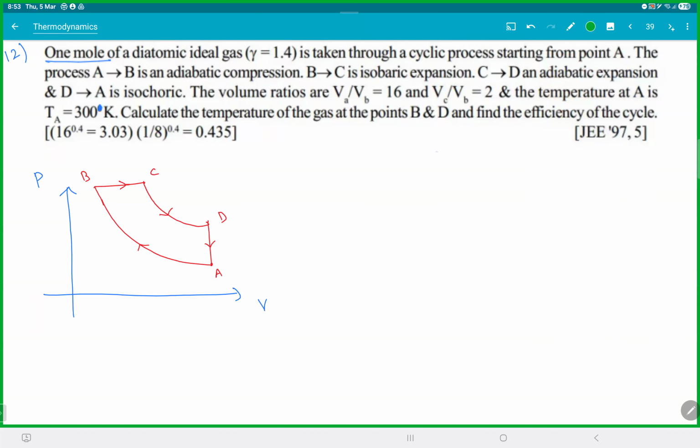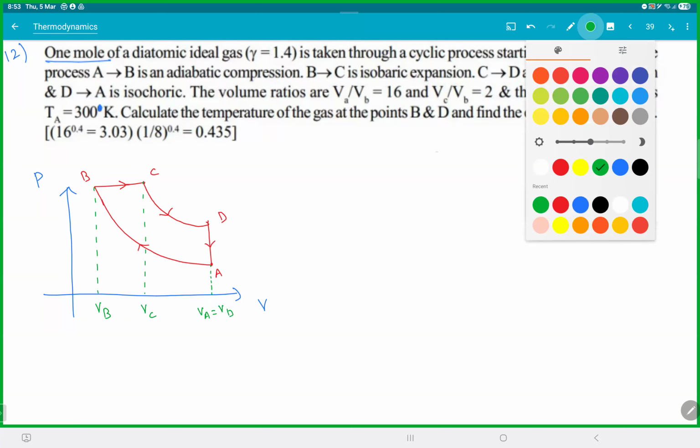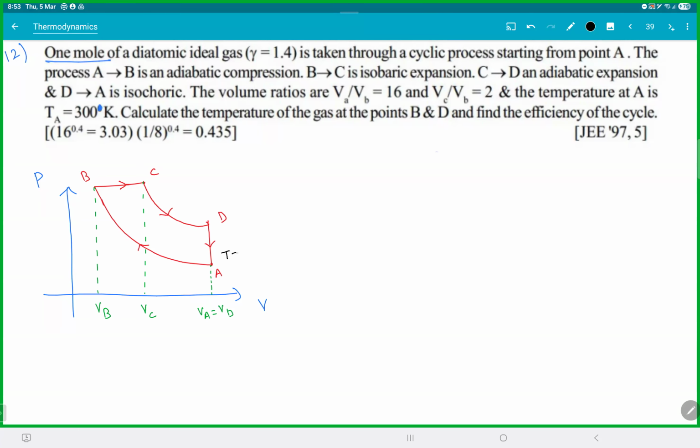The volume ratios of A, so this was VA and this was VB. That ratio is 16, and VC by VB is 2. And understand VA is also equal to VD, so they both are one and the same. Temperature at A is 300 Kelvin. That is the best thing. If you know temperature, like I said, you can figure out everything.